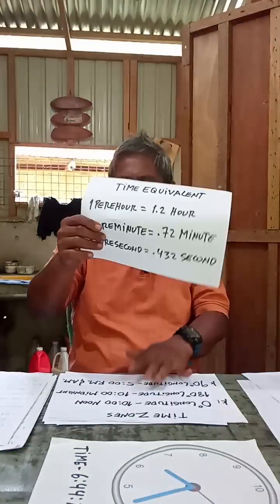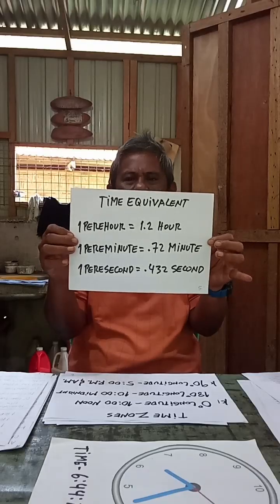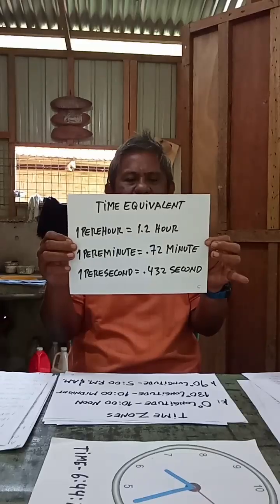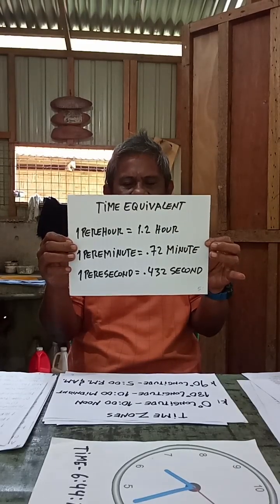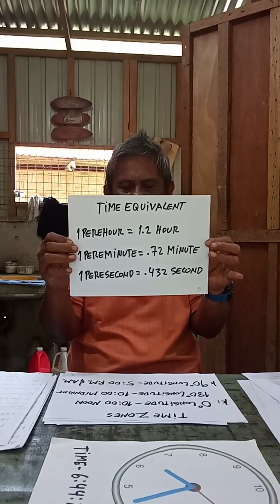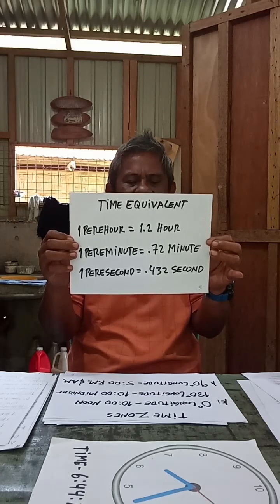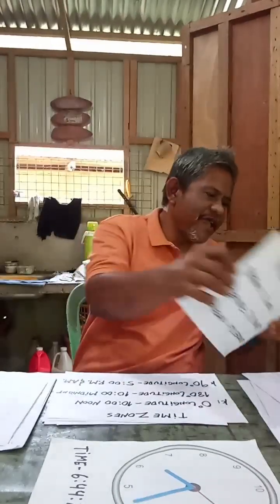And 1 full day of the Peregrino Sienes Time is 20 perihours. So, time equivalent, Peregrino Sienes Time to standard time. 1 perihour is equal to 1.2 hours standard time. 1 periminute is equal to 0.72 minute standard time. And 1 perisecond is equal to 0.432 second standard time.